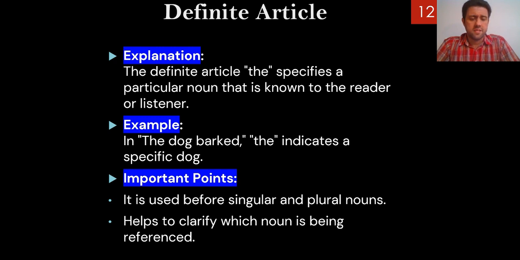Definite articles. Explanation. The definite article "the" specifies a particular noun that is known to the reader or listener. As an example, the dog barked. "The" indicates a specific dog. Important points. It is used before singular and plural nouns. It helps to clarify which noun is being referenced.